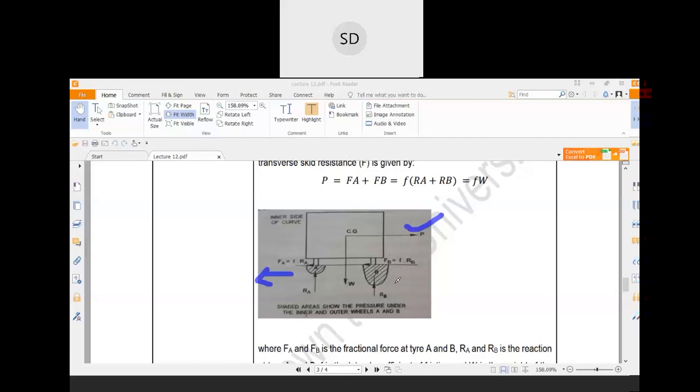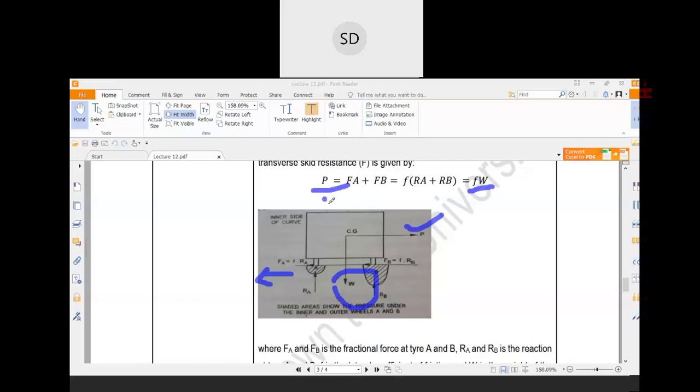What is F? F is the coefficient of friction. Ra and Rb are the reaction forces at A and B. Okay, F equal to Ra plus Rb. Now another thing, if you add up Ra and Rb, you can easily find that Ra plus Rb is nothing but the weight of the vehicle. So you can directly write F into Ra plus Rb equal to F into W.